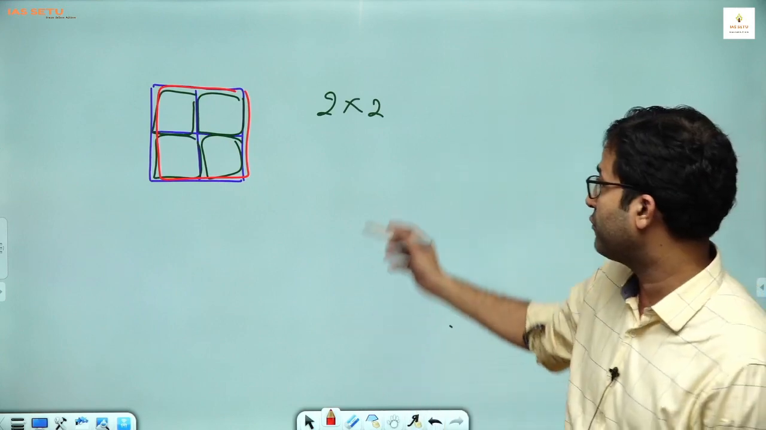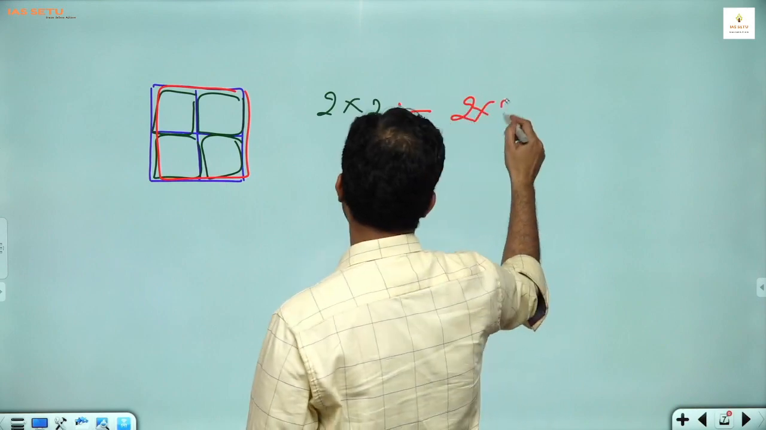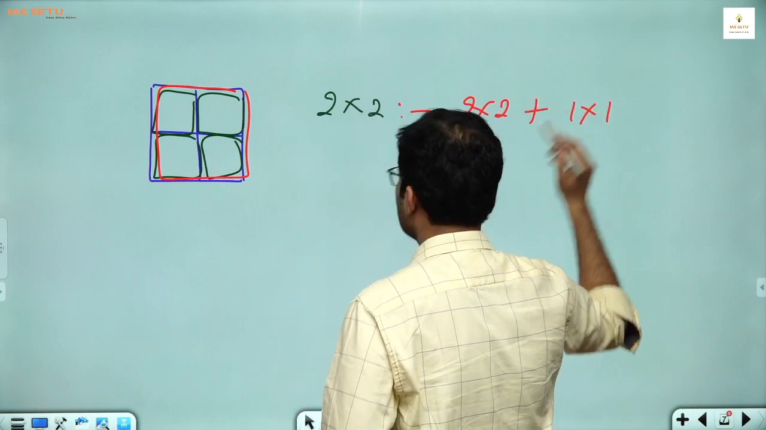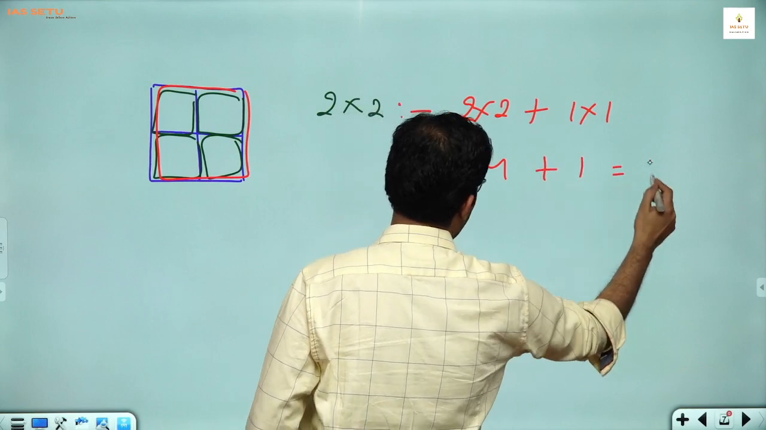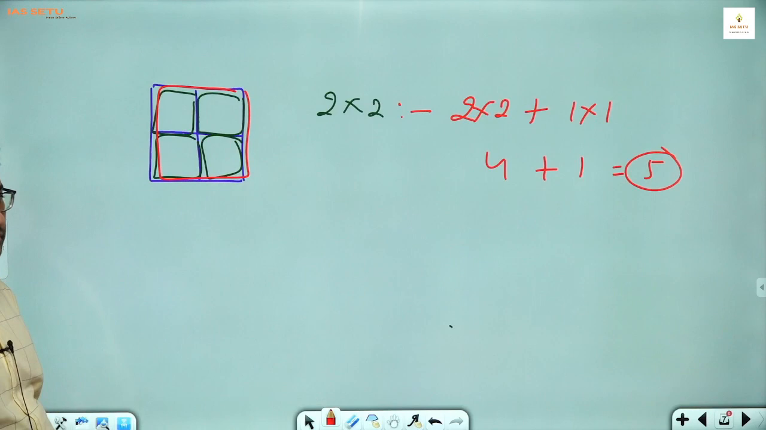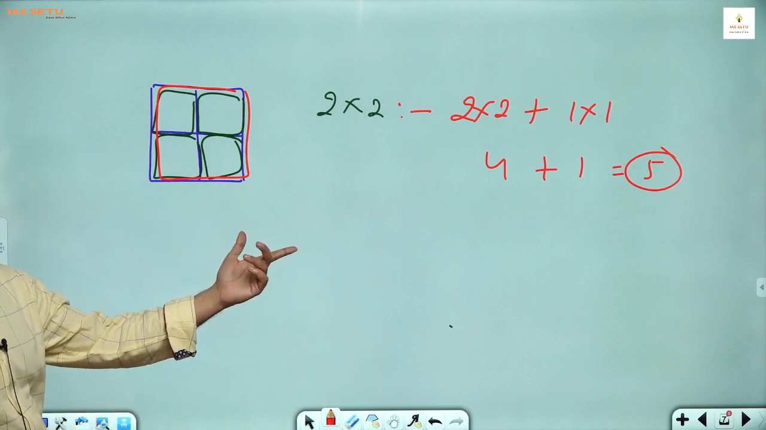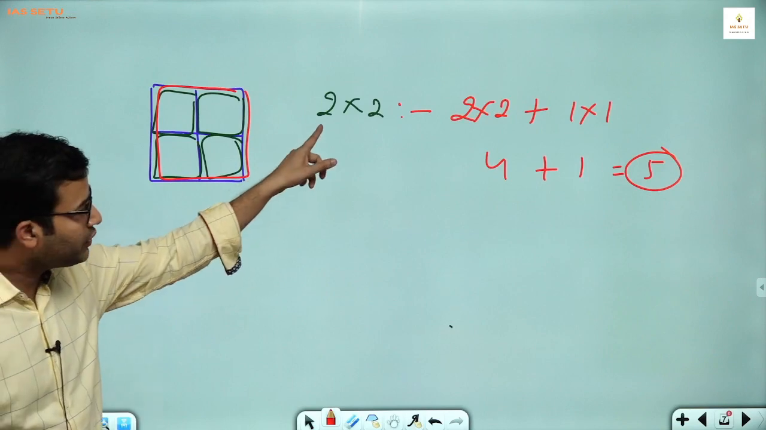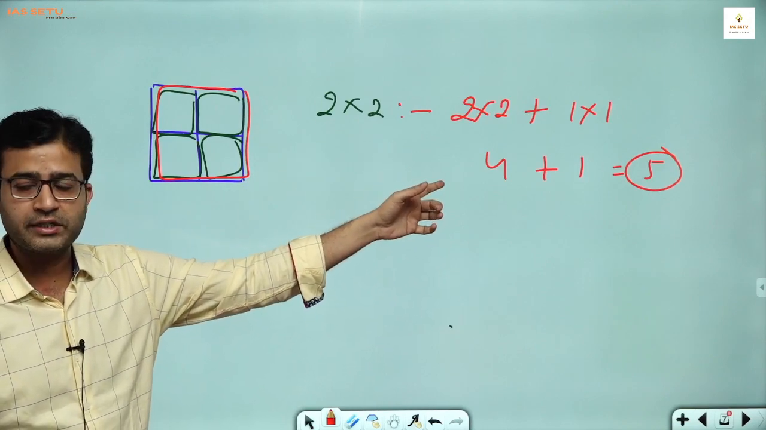So here if you do manual counting, we have 5 squares. But we will check with our formula. This is 2 into 2. So we start with 2 into 2 plus 1 into 1 plus 0 into 0. So this is 4 plus 1, we have 5. Manual counting also 5 and formula also 5. So you start with this number 2 into 2 and keep on subtracting 1. You get 0 into 0, stop.